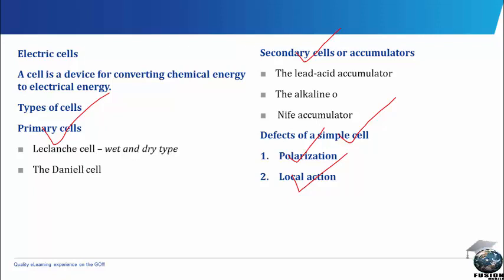Since no current is supplied to the external circuit, local action can be prevented by amalgamation. By amalgamation, we mean cleaning the zinc with tetraoxosulfate acid and then rubbing it with some mercury, which covers up the impurities and prevents their contact with the electrolyte.